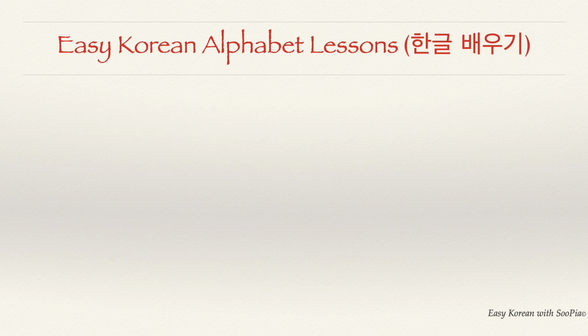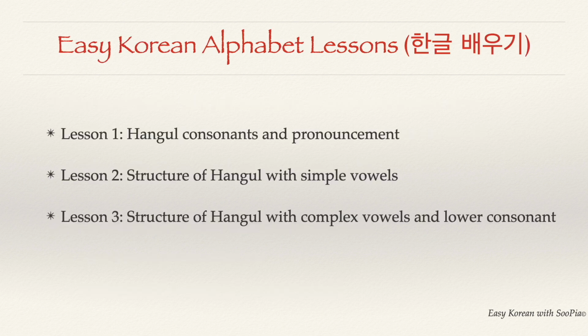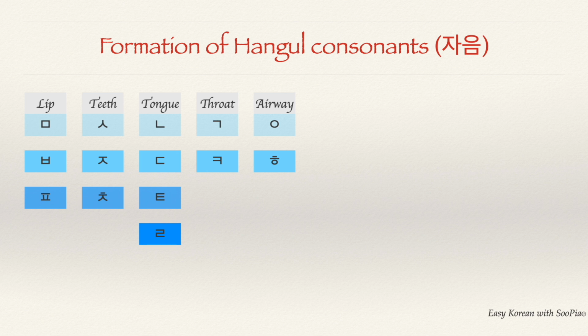In Lesson 1, you'll learn how consonants of Hangul are formed and pronounced. Lesson 2 will cover the structure of Hangul with simple basic vowels. Lesson 3 will cover more complex structure of Hangul with multiple vowels. An easy way to remember the 14 consonants is by visualizing how your body makes each sound.